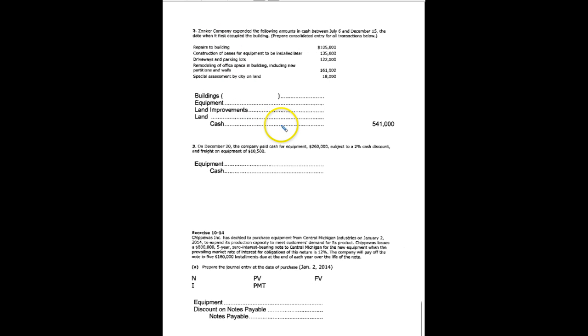Okay, now the next scenario is that the company expended the following amounts in cash between July 6 and December 15, and really we're to determine, if you add all of these up, you're going to get $541,000. So cash paid is $541,000. How much belongs to building, equipment, land improvements, and cash?